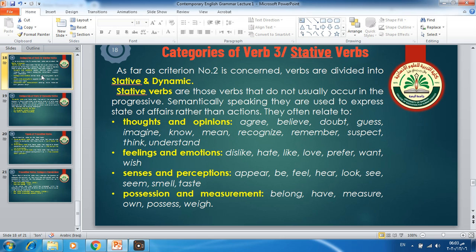All these verbs are stative verbs since they are used to speak about the state of affairs, and they aren't used to speak about actions, because they can never be used to refer to actions. Do we have exceptions? I mean, do we have some verbs that can be used as stative and dynamic at the same time? Yes, we do have exceptions, but today it is not the time to speak about these exceptions. We will speak about them later on.